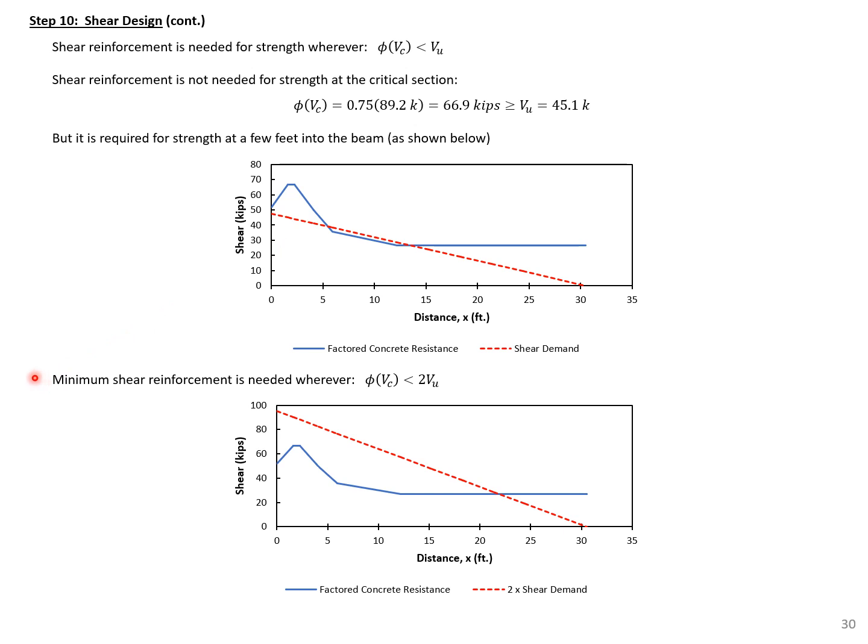We also need to provide minimum shear reinforcement wherever our phi times V_c is less than or equal to 2 times V_u. So we have a large portion here where we at least need to provide minimum shear reinforcement. You can see that phi times V_c is close to V_u in this region, so we're going to see if providing the minimum shear reinforcement will provide the sufficient strength that we need in that region.